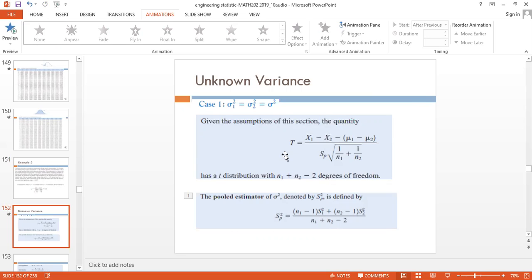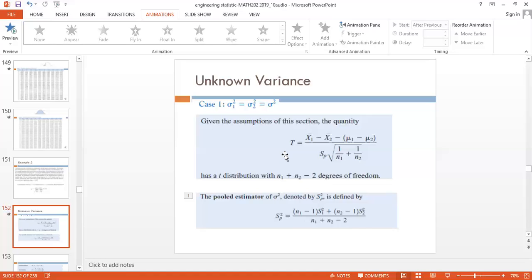The first case is when n is greater than or equal to 25. If it is, then by CLT, we can use the z distribution and then use the sample standard deviation to approximate what? The population standard deviation. And when the sample size is less than 25, we use the t distribution. So it's the same case here. In this case, when the variance is known, we use z.